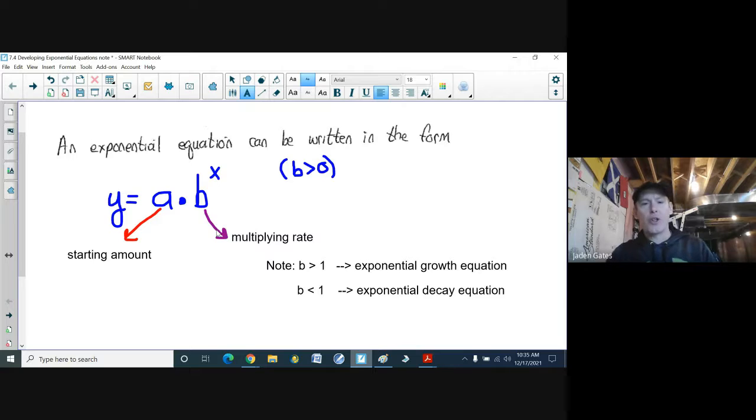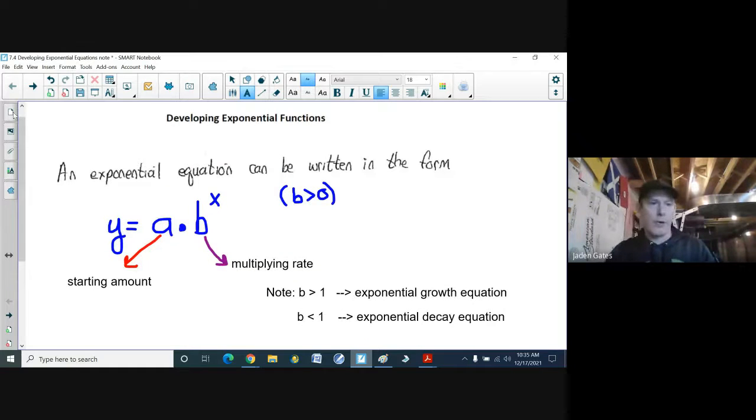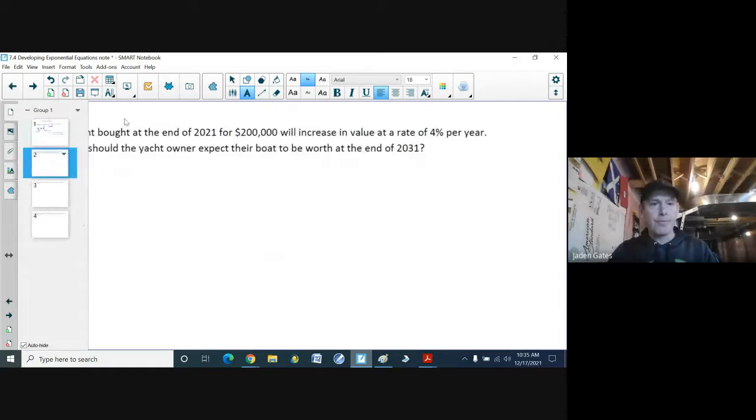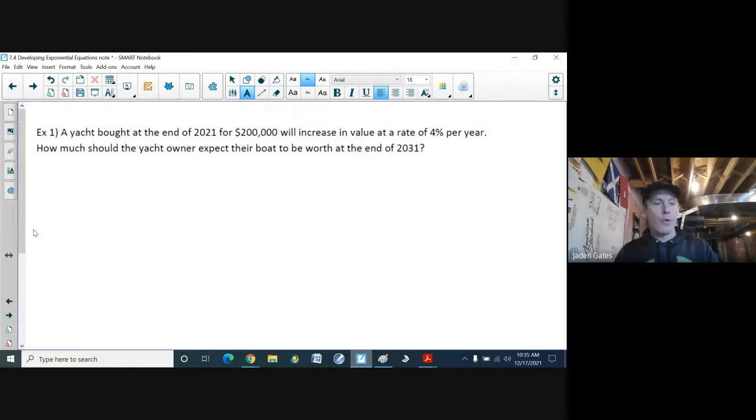Now, how are we actually going to use this information? Well, or this ability is example number 1. A yacht bought at the end of 2021 for $200,000 will increase in value at a rate of 4% per year. How much should the yacht owner expect their boat to be worth at the end of 2031?